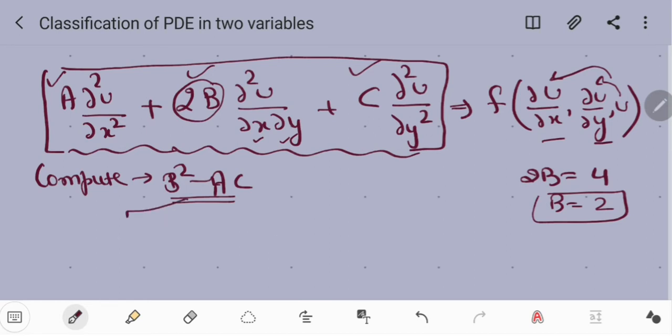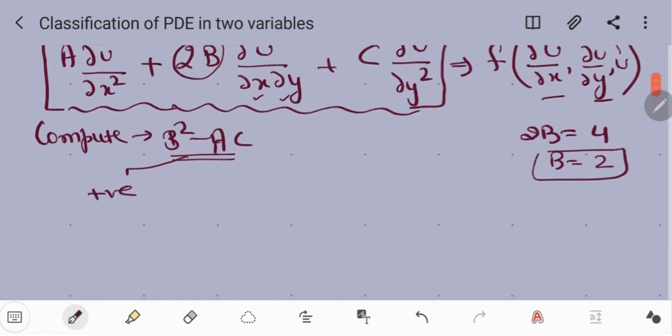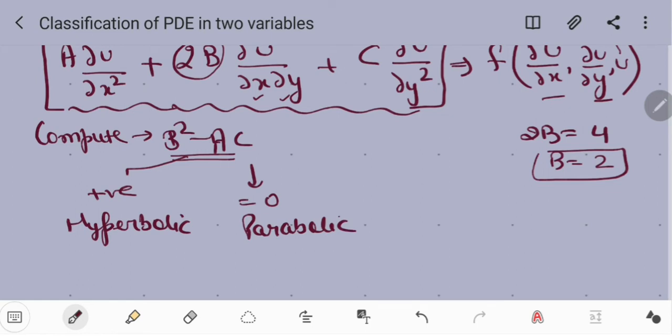If this is greater than 0, if it is positive, right, then the equation is hyperbolic. And if the value of b square minus ac for any two variable partial differential equation comes out to be 0, that means it is parabolic in nature. And if it is negative, then that equation is elliptical in nature.